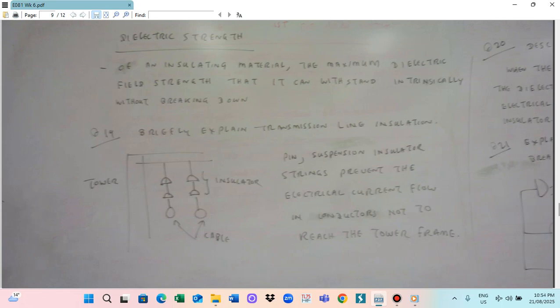Yes. Transmission lines are usually held by a transmission line tower. So this is the tower. Here we hang the insulator.